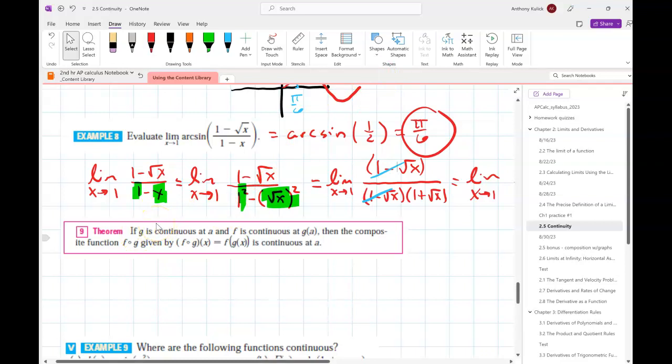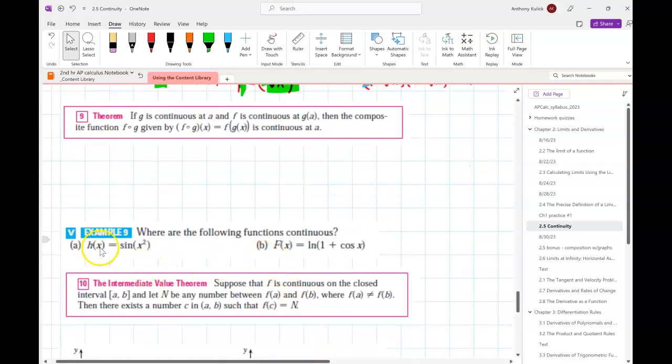So the next result here says if g of x is continuous at a and f is continuous at g of a, then the composition f composed g is also continuous at a. Which is exactly what you'd be using if you're doing this graphically, right? We'll do it in a second when I do my bonus examples.